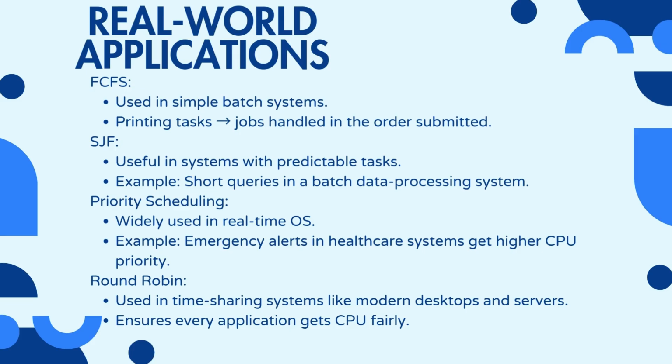Priority scheduling is very common in real time operating systems. For instance, in a hospital system, an emergency alert or patient monitor gets higher priority over background tasks. Round robin is used in modern operating systems like Windows, Linux, or Android, where multiple applications are open. It makes sure each application gets CPU time fairly so users feel the system is responsive. These real world uses show why different algorithms exist and each fits specific needs.